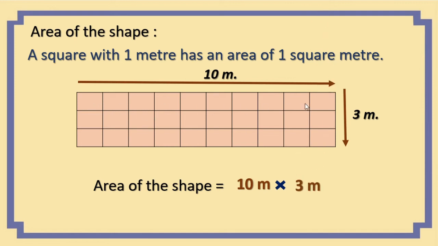See, otherwise if you want to count all the squares, then you can count. Same answer you will get. That is nothing but 10 threes are, yes, how much? 30. The answer is 30 square meter. Now the answer is 30 square meter. This is nothing but the area of this shape. Means the surface area here. Whatever the area we can occupy, that is nothing but the area of this shape.